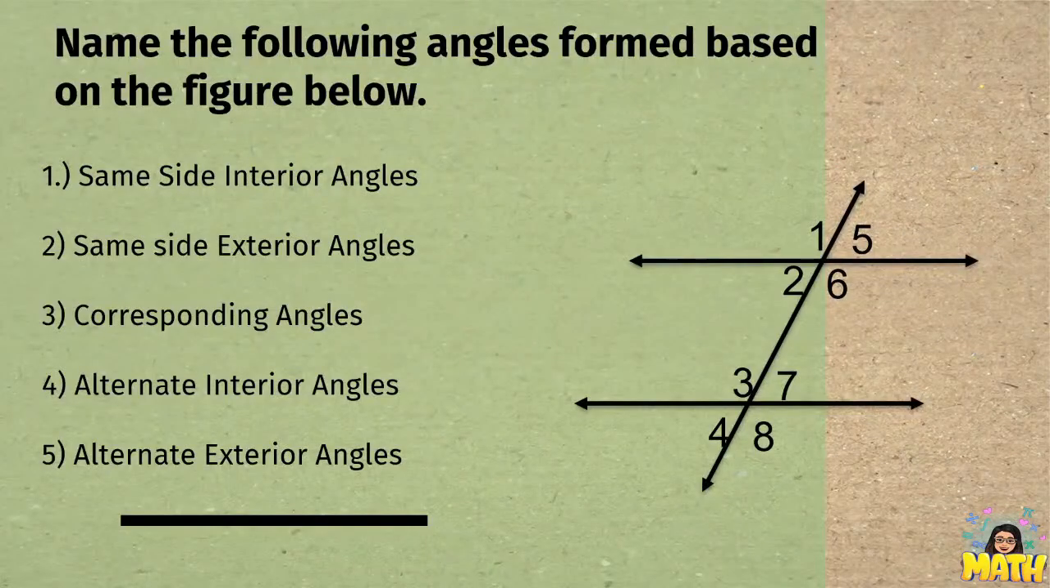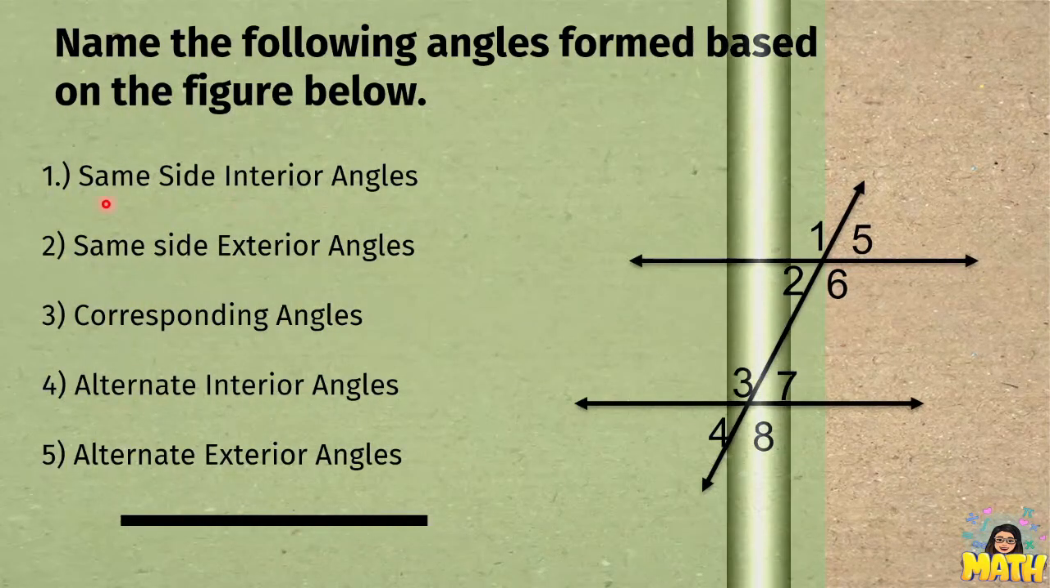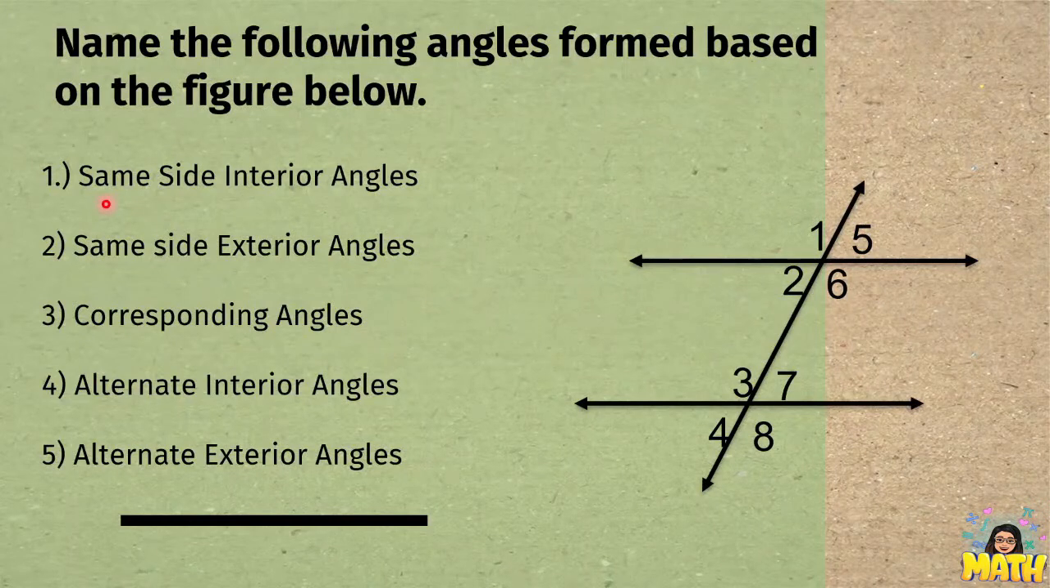Let's name the following angles formed based on the figure below. So dito, kailangan lang intindihin natin kung nasaan yung pinaka-position ng angles na dinidescribe. So the first one, if we say same side interior angles, ito yung mga angles na nasa gitna ng dalawang parallel lines at they must be on the same side. Either same na nasa left side or same na nasa right side. Just like angle 2 and angle 3, as well as angle 6 and 7.